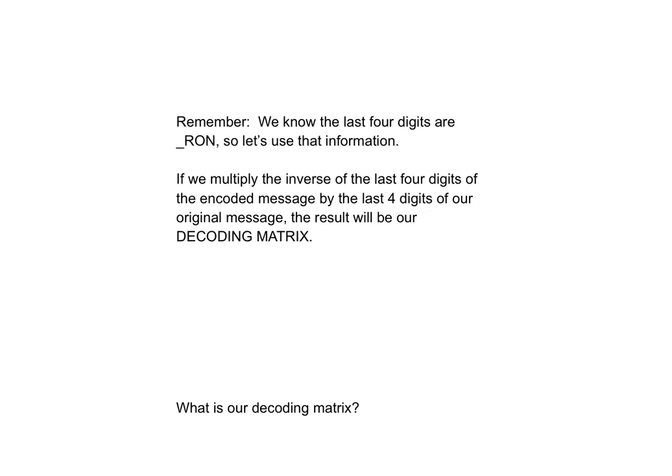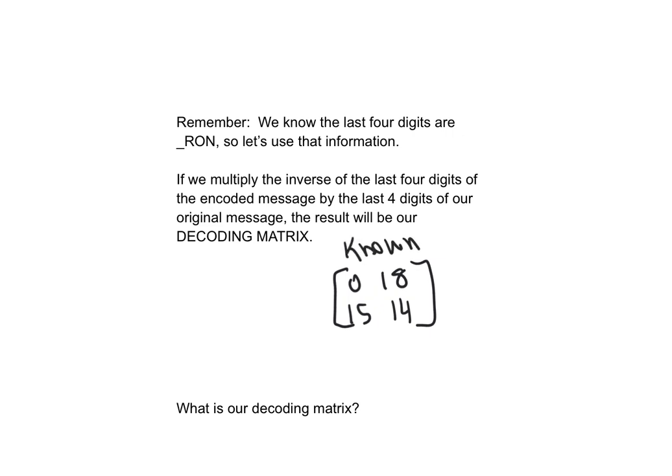Okay, so let's remember that. This is what we know so far. I'm going to put this over here. We have 0, 18, 15, and 14. And again, let's label that as what we know. Okay, so this is our known letters.